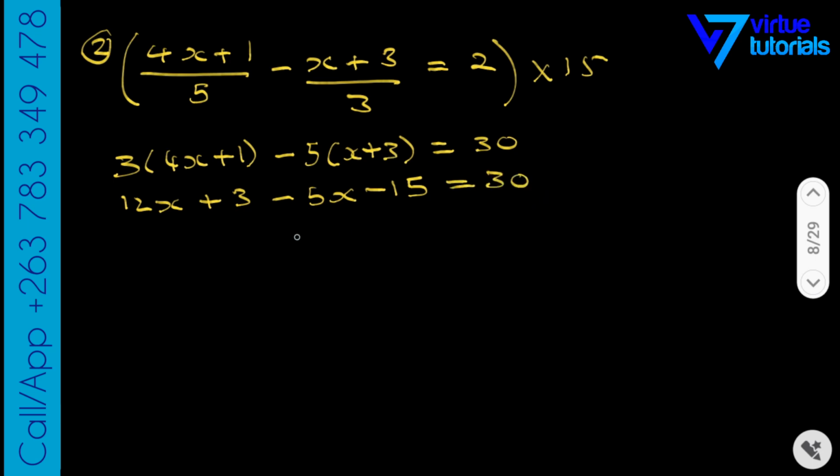So this is equal to 30. So when I'm here, I collect like terms. Everything without x hops to that other side. So on this side, I'm left with 12x minus 5x. On the other side, now I have 30.